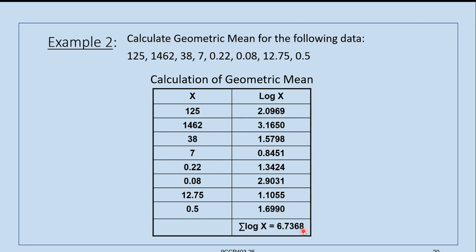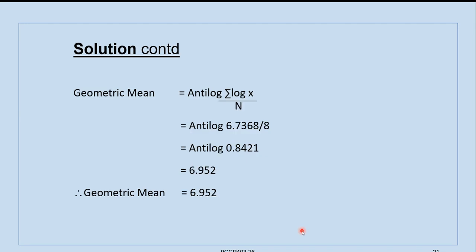Now 6.7368 is the sum of log x. 6.7368 divided by 8, because we have 8 values, is 0.8421. The anti-logarithm for this is 6.952. So the geometric mean is 6.952 for this given series.